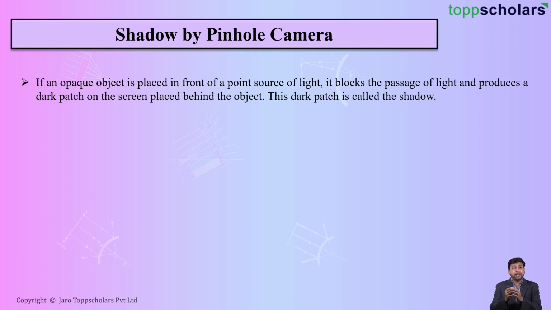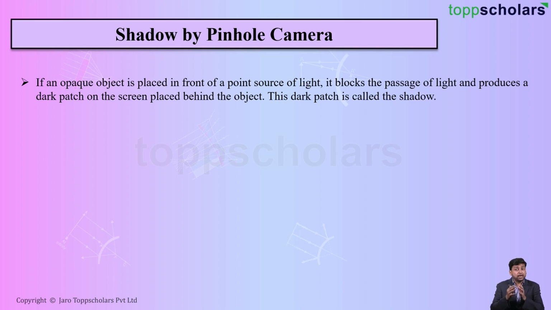So if an opaque object is placed in front of a point source of light, again point source of light means sunlight, tube light or a bulb, that can be considered as a point source of light, it blocks the passage of light and produces a dark patch. Have you ever observed that when you stand in front of a light, there's a black patch or a dark patch behind you? So exactly that dark patch on the screen placed behind the object is called the shadow.